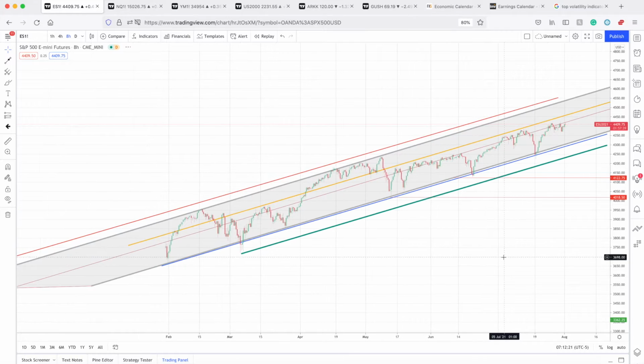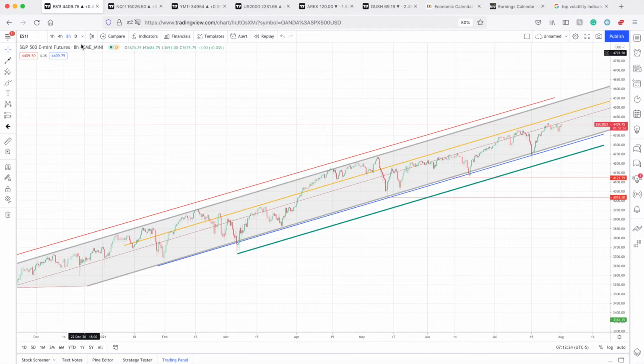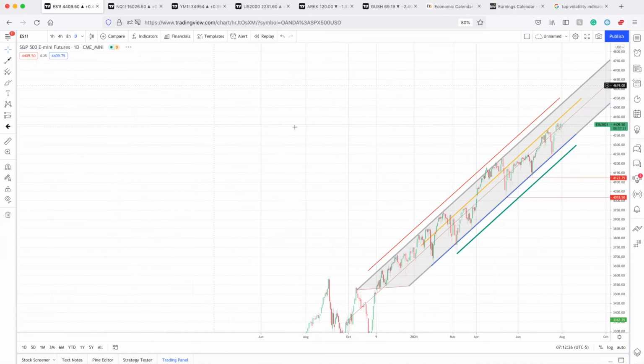Today, guys, I'm going to be doing some analysis on the US indices and other indexes. Let's jump ahead and take a look at the S&P 500.